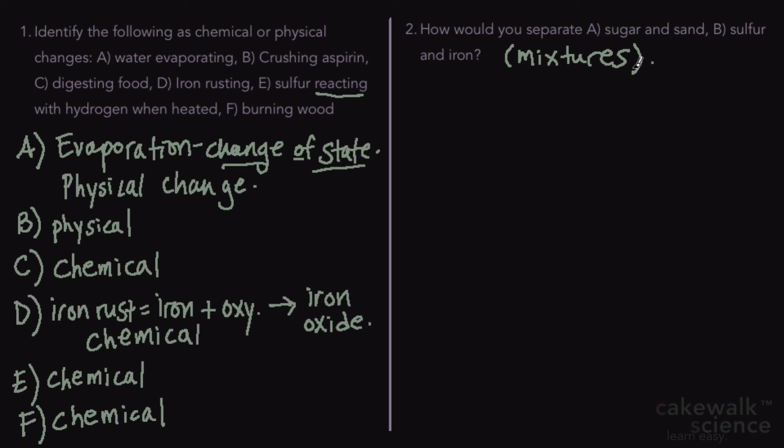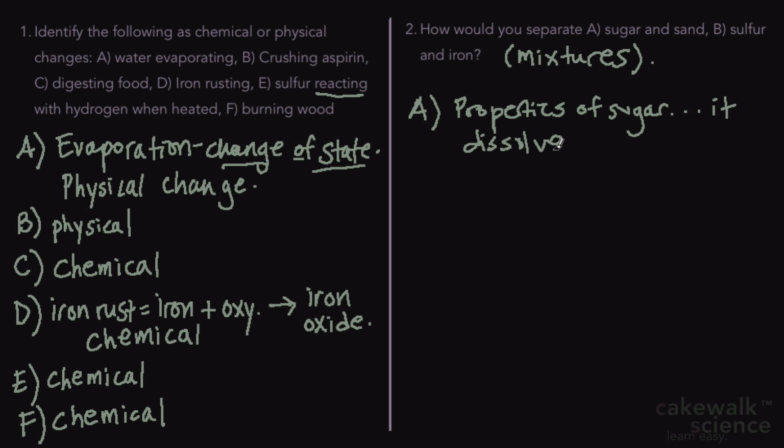The first is a mixture of sugar and sand. We can't just pass these through a filter because both particles are relatively the same size. What else do we know about sugar? So some of the properties of sugar is that it dissolves in water.